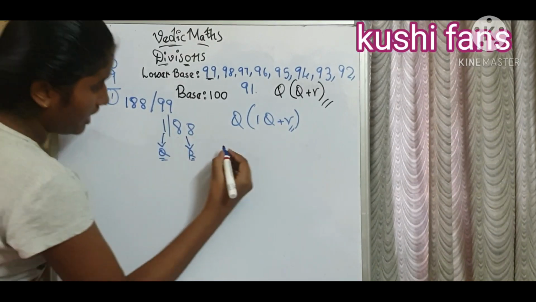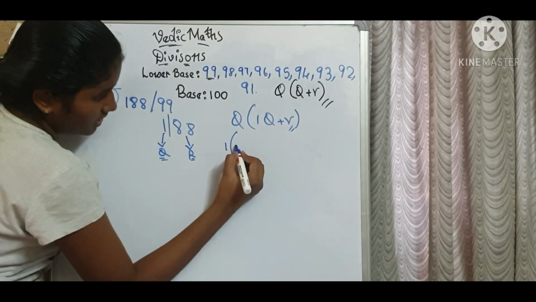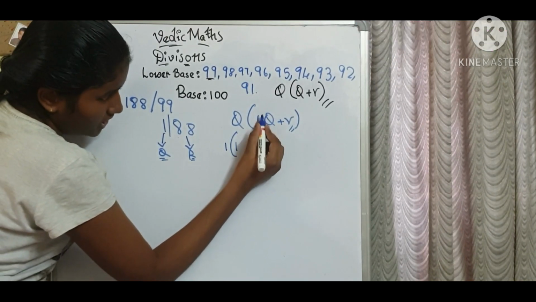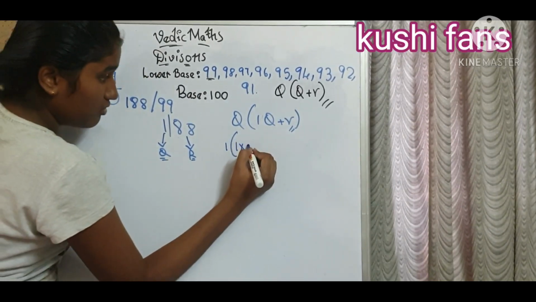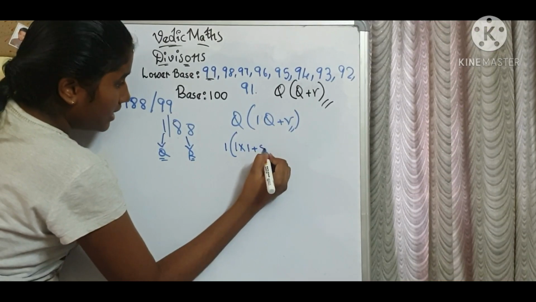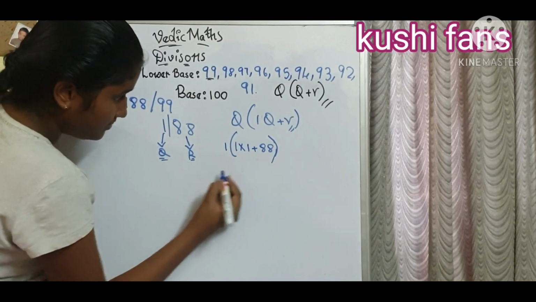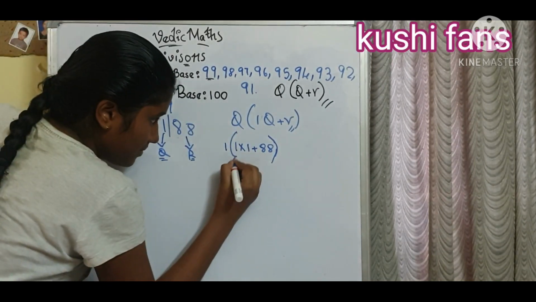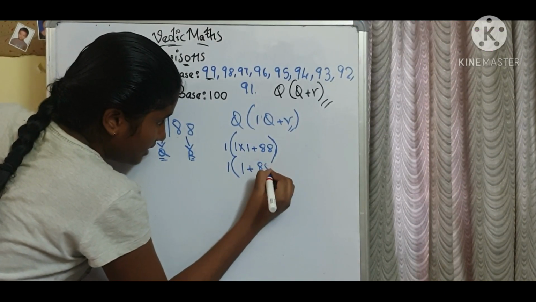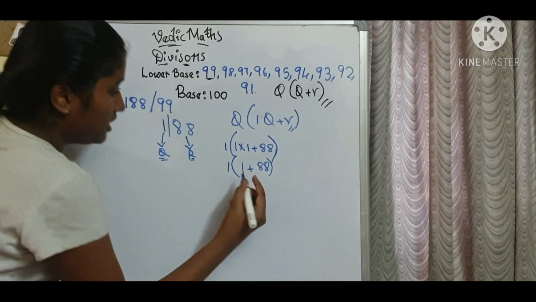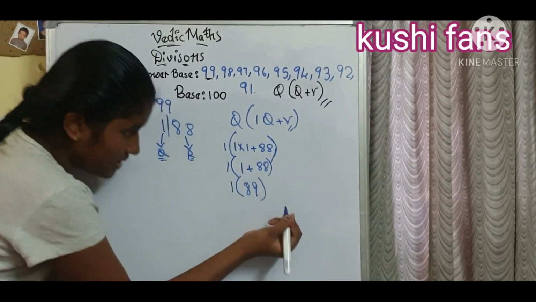Now we will go into the problem. First my Q is 1. Q into 1 plus remainder, that is 88. Here my remainder is 88. So 1 into 1 plus 88 is equal to 89. 89 will be my answer here.